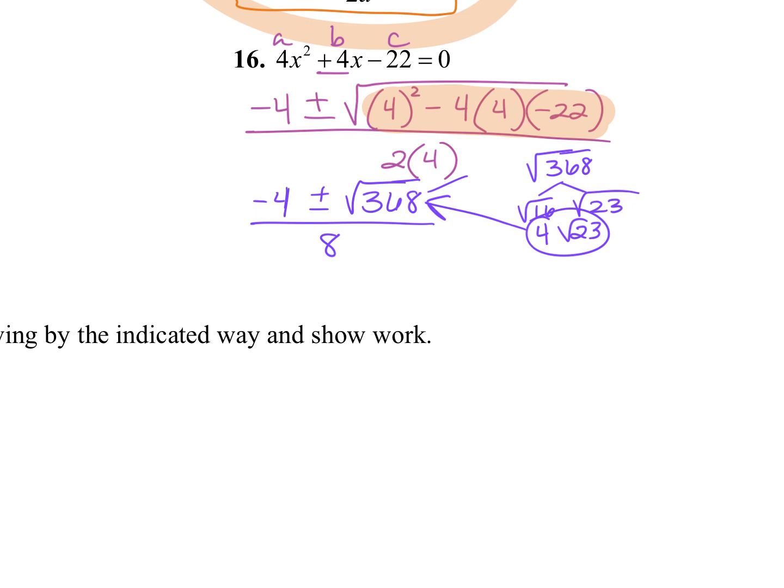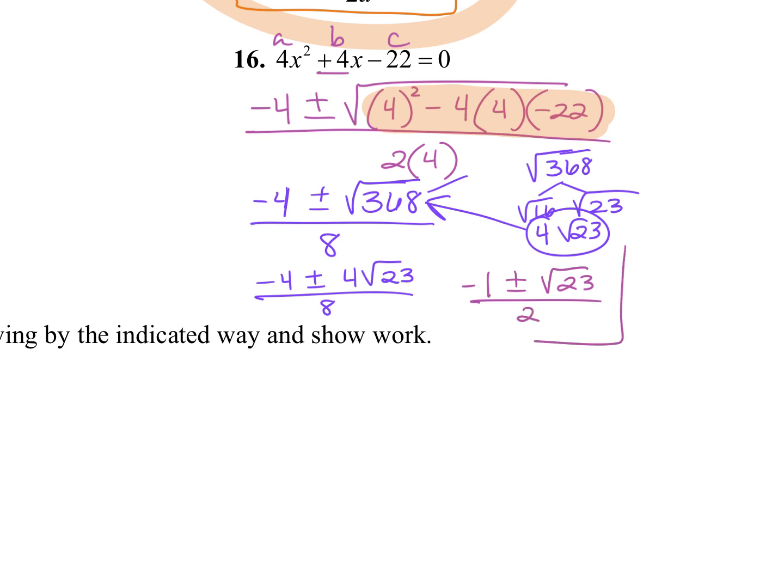So we're going to say negative 4 plus or minus 4 rad 23 over 8. What do you have to do with that? What is everything there divisible by? 4. So if we divide everything by 4, it would be negative 1 plus or minus rad 23 over 2. And that is as low as you can go.